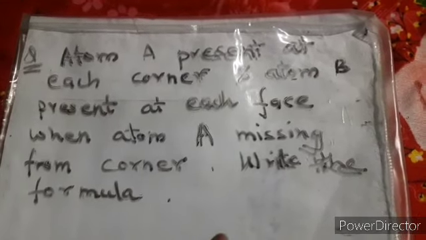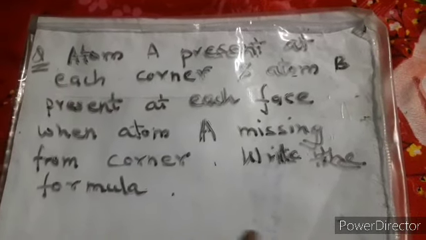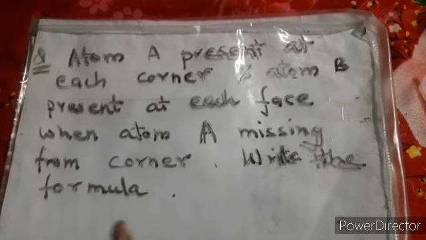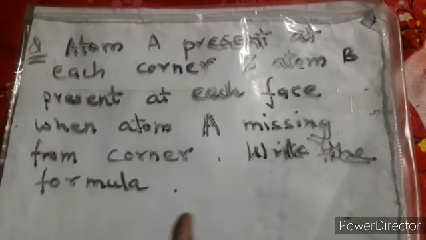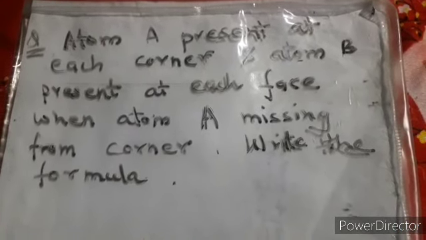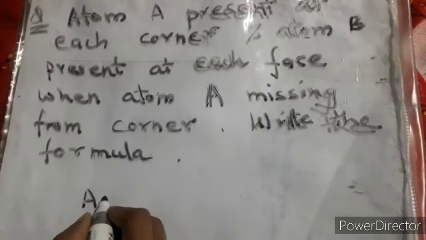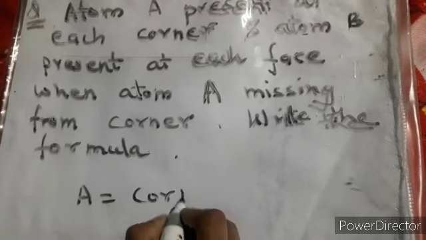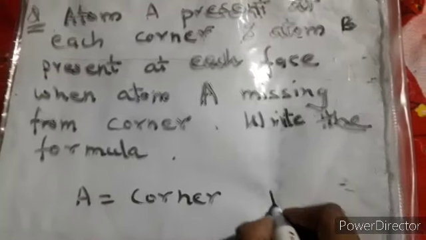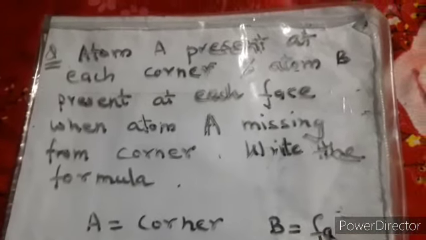Now I have written one more numerical. Atom A is present at each corner and atom B is present at each face, or when atom A is missing from the corners, write the formula. Now the language is changed. Once again we'll focus on it. A is present at the corner and B is present on the face.